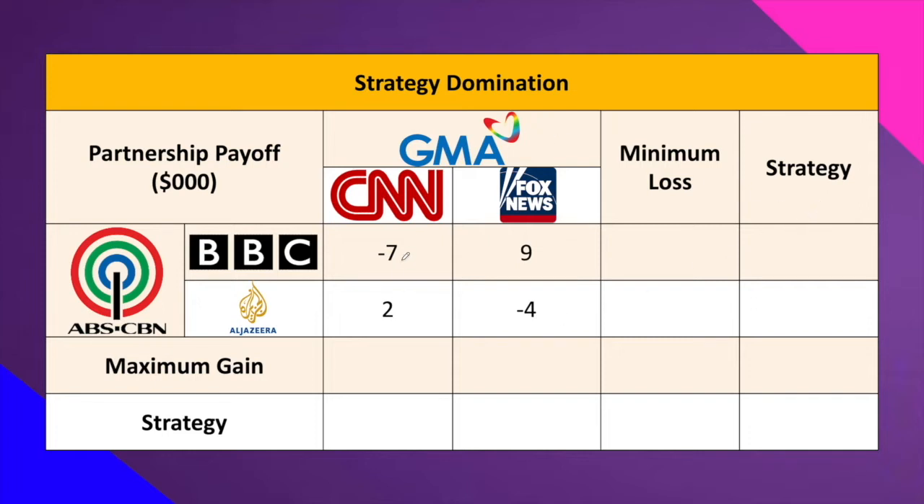Okay, so sabi natin we have their -7 versus 2. Ang pipiliin natin will be 2. And that 2 is Al Jazeera. So, let's partner with Al Jazeera. Okay, then next, for Fox News, 9 versus -4, that is 9. And 9 is BBC. So, partner tayo kay BBC if si GMA nakipag-partner kay Fox News. So, that is how the strategy domination table is being filled up. Tama ba English ko? Okay.